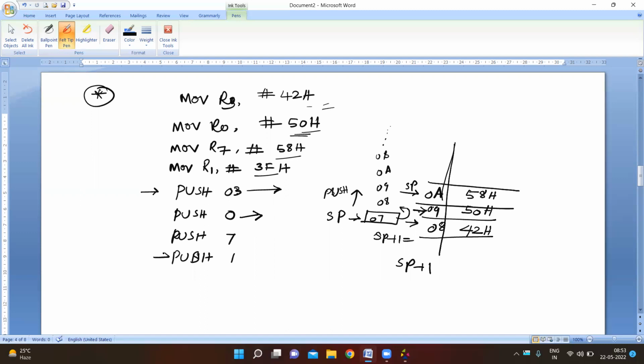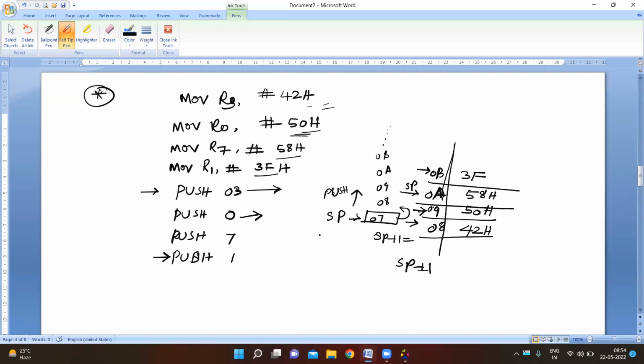Again, after execution of the push 1 instruction, the stack pointer is incremented by 1. Previously it was 0A, now it is increased to 0B. The stack pointer is pointing to location 0B. Now the contents of location 1 are pushed onto the stack. Location 1 holds 3F. So 3F will be pushed onto 0BH.